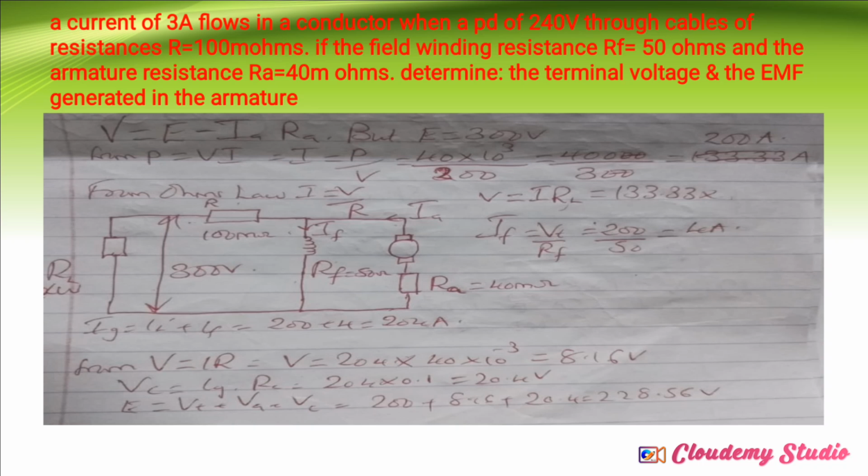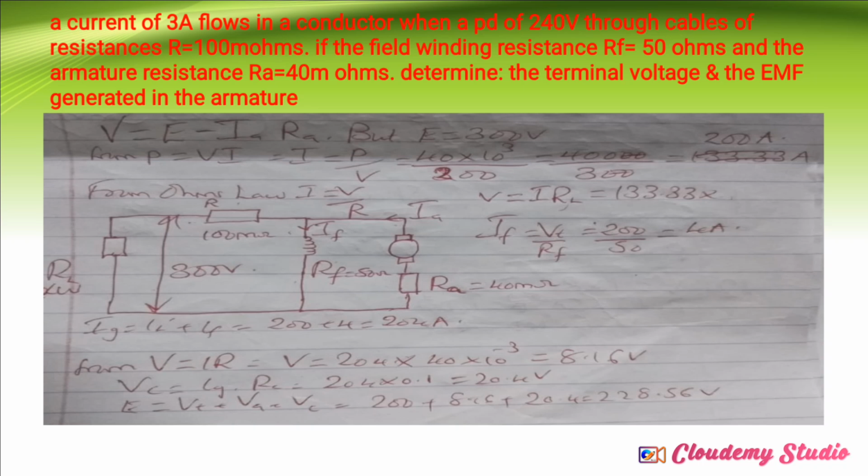So from voltage is equal to current times resistance, you can get V equals to 204, that is the armature current, times 40 times 10 raised to power negative 3, which is 8.16 volts.